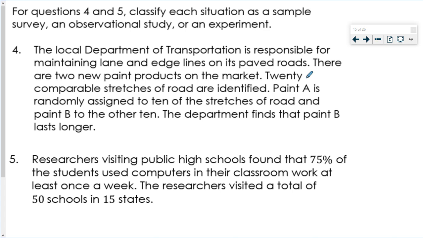Guys, this is like those markings that you have on the road, yellow lines, white lines, the stripes. If I'm not mistaken, on I-4 there's a stretch of road just to the west of Lakeland, if you're coming in towards Lakeland from Tampa, where there's all these stripes painted on the road all the time. I think that's what this might be, where they're testing different types of paint to see which one holds up longer. Well, guys, is this a sample survey, an observational study, or an experiment? Think about it.